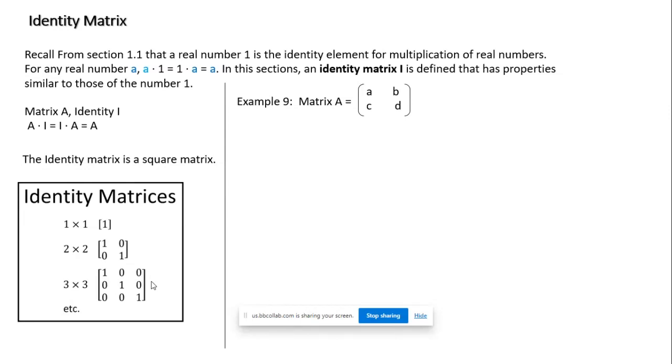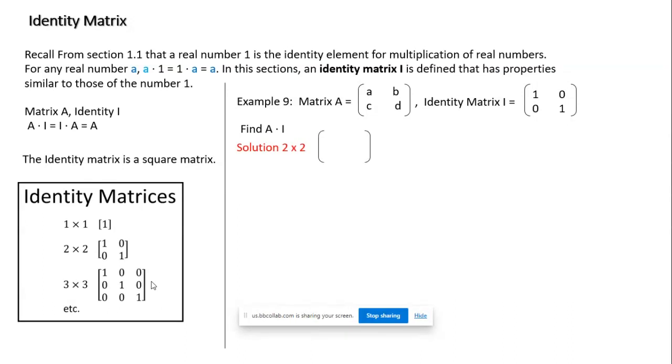All right, so an example. Let's say that I give you matrix A, which is A, B, C, D. Identify its identity. The identity of this matrix is a 2 by 2 matrix. It doesn't matter what the numbers are here for A, B, C, and D. Its identity is just going to be 1, 0, 0, 1. It's the 2 by 2 identity because the matrix was a 2 by 2 matrix.